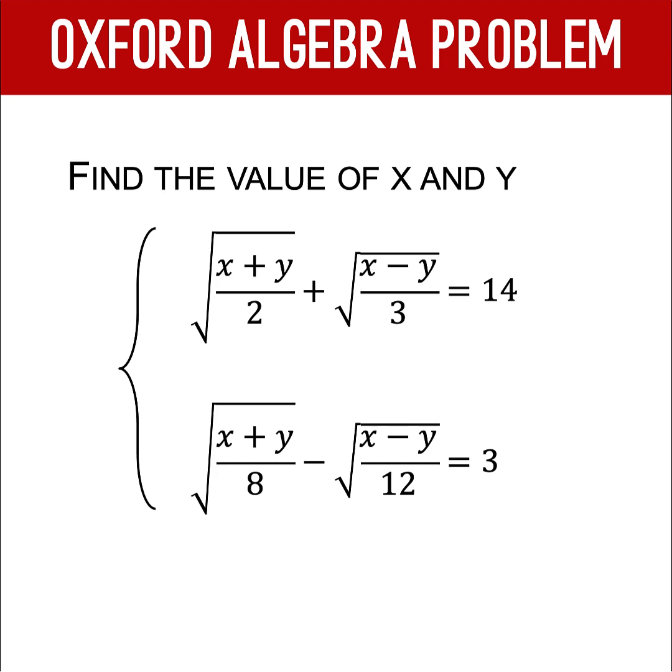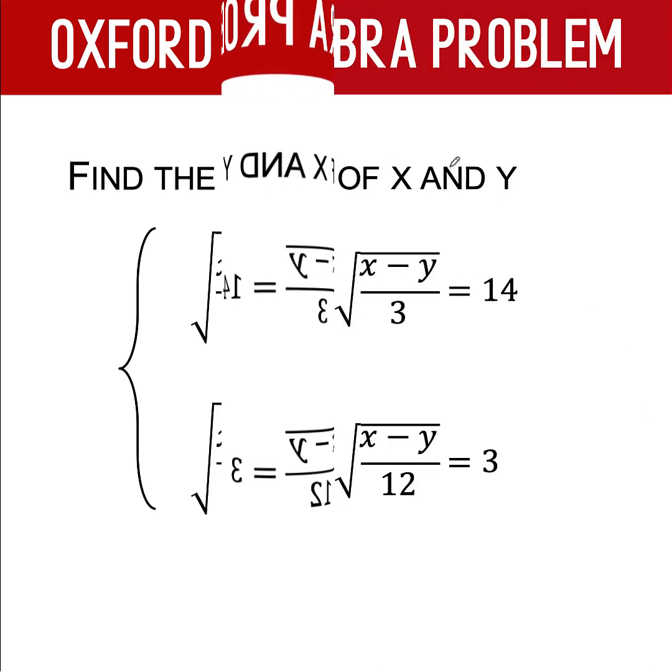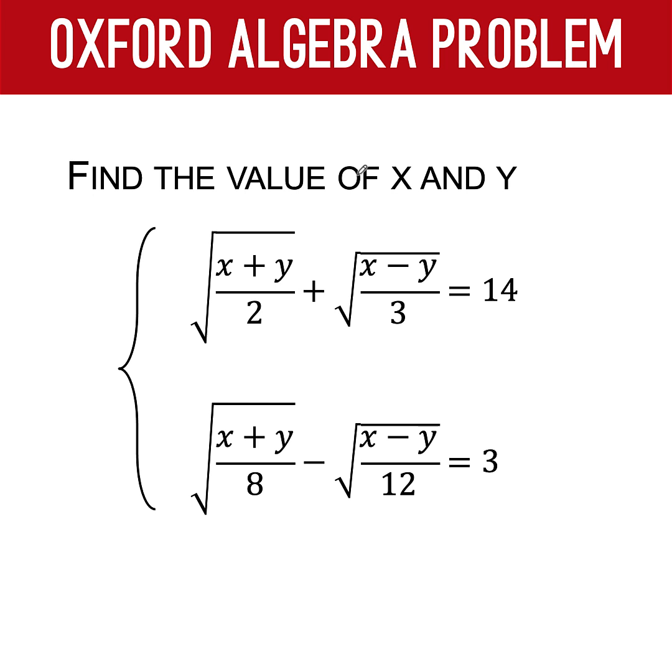Hey everyone, here's our math problem for today. This is an Oxford algebra problem. Find the value of x and y given this system of radical equations.